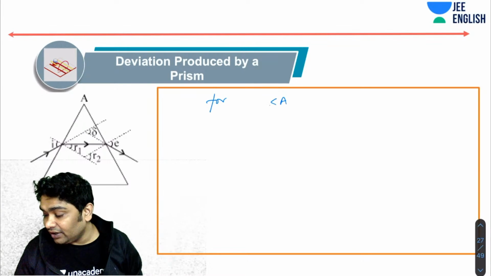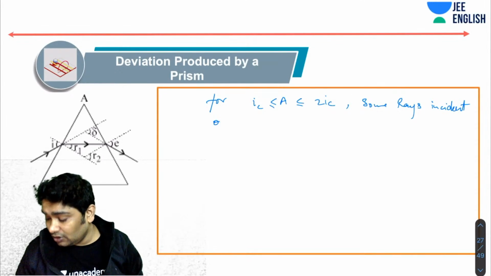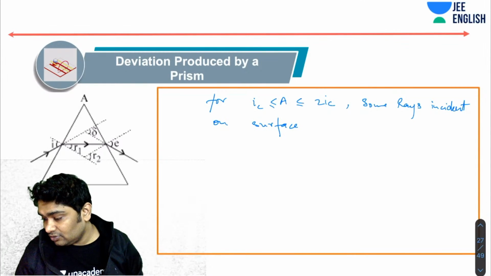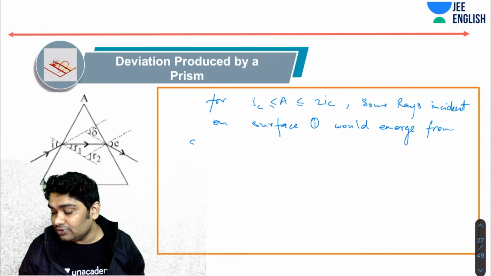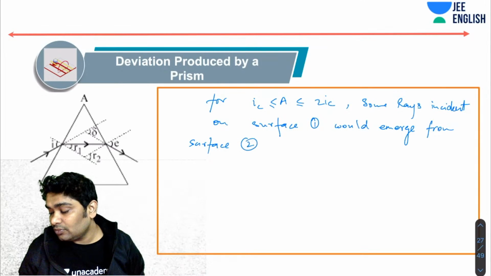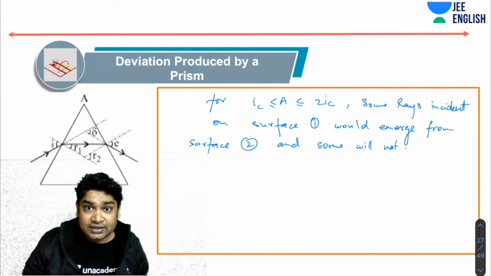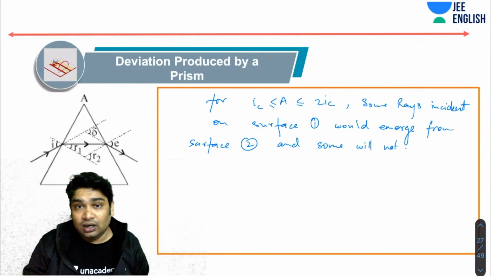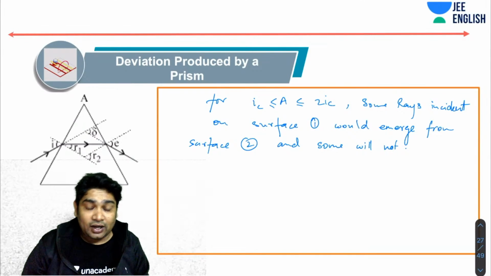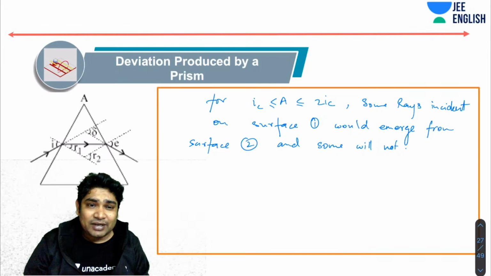For A between IC and 2IC, some rays incident on surface 1 would emerge from surface 2. Some will not. This is the middle condition. Okay, this is the middle condition. For angle of prism greater than 2IC, you realize all rays entering from phase 1 would get totally reflected back by surface 2. For A less than IC, all rays entering surface 1 would come out of surface 2. If the angle A lies between this range, then some rays would come out, some rays would get reflected.